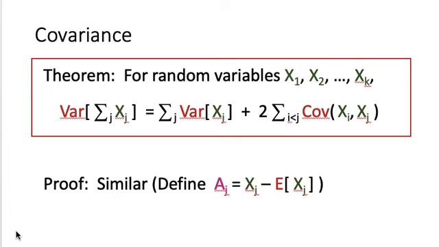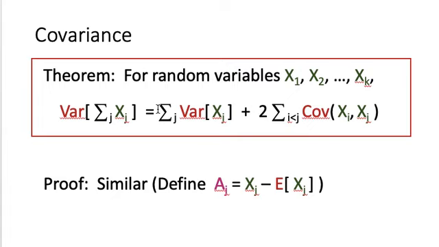Okay, so we can generalize the theorem for more random variables. Let's consider we have random variables x1, x2 up to xk. We claim that the variance of the summation of these random variables is equal to the summation of individual variances. Okay, so variance of all is equal to sum of all variances, plus this term. There is a term 2 times the summation of all pairwise covariances of xi and xj with i less than j.